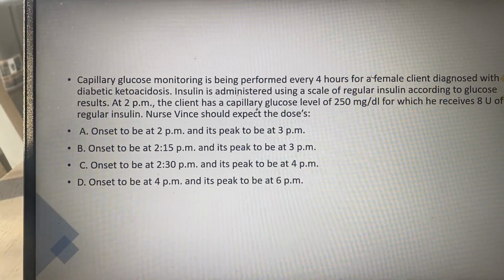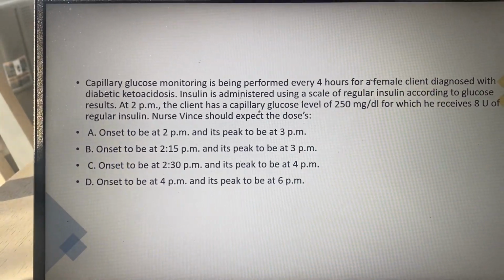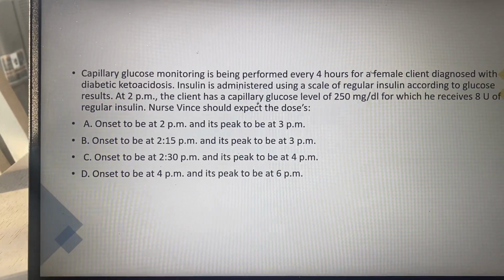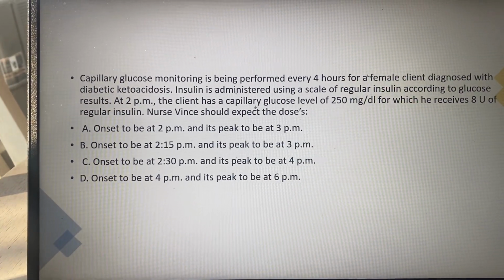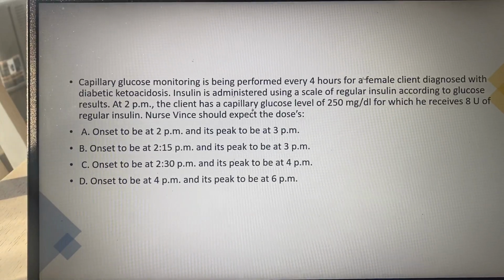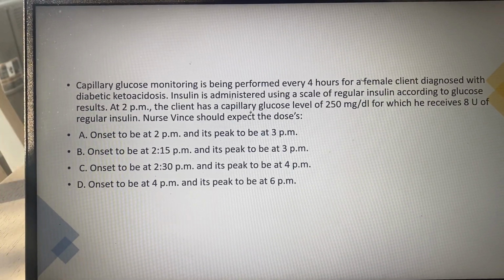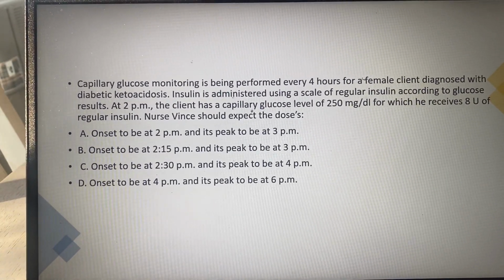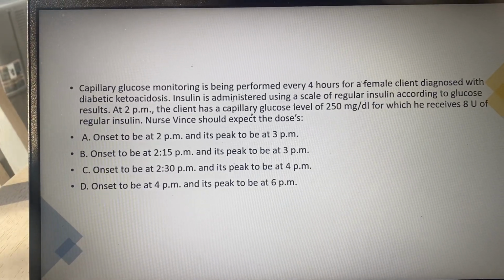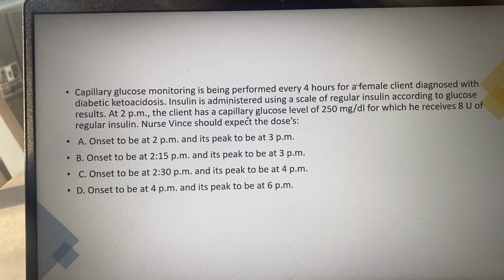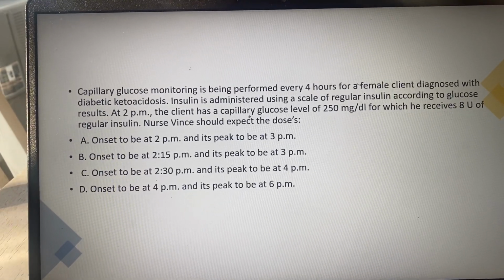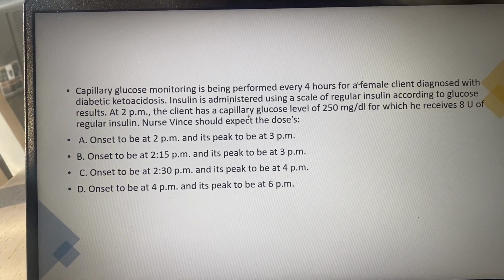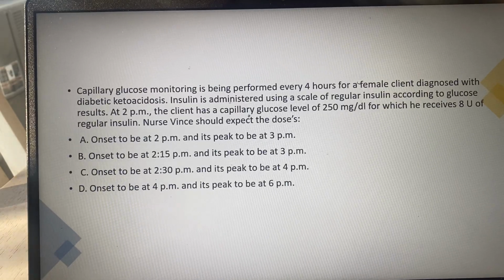All right, capillary glucose monitoring is being performed every 4 hours for a female client diagnosed with diabetic ketoacidosis. Insulin is administered using a scale of regular insulin according to glucose results. At 2 p.m., the client has a capillary glucose level of 250 milligrams per deciliter, for which she receives 8 units of regular insulin. The nurse should expect the doses.